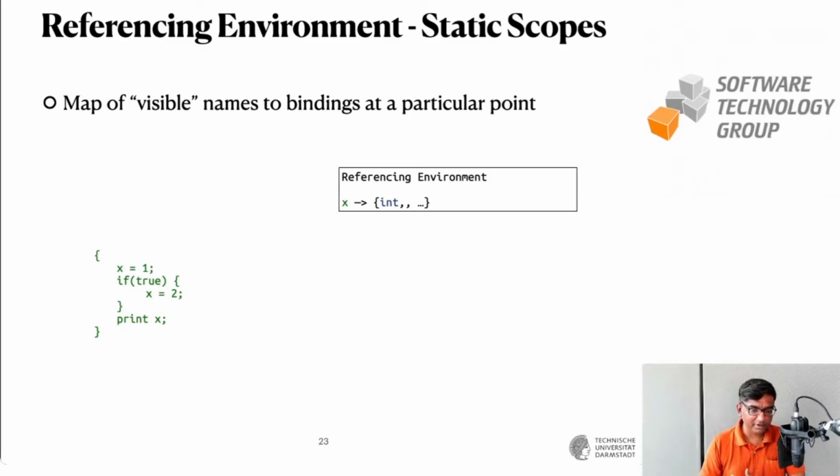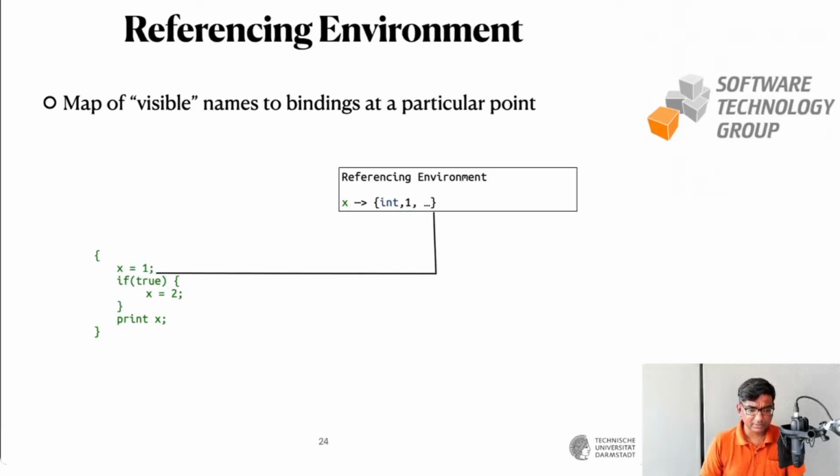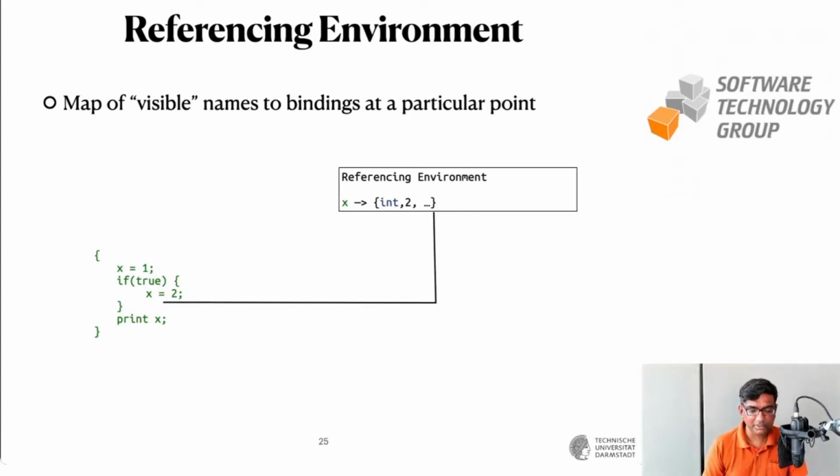So when we get to this code snippet, the referencing environment would look very simple. You have an x, it's bound with the meaning int and nothing else. After the first line, the referencing environment will also be updated to reflect that x is now assigned the value 1. And now we are going into a nested scope. So in this conditional, the value of x is 2.